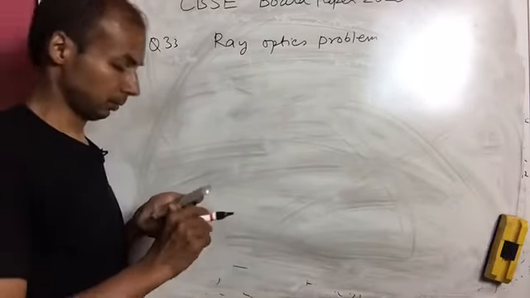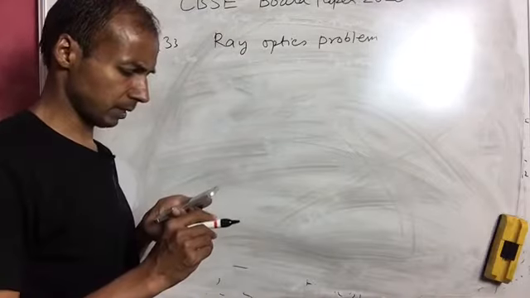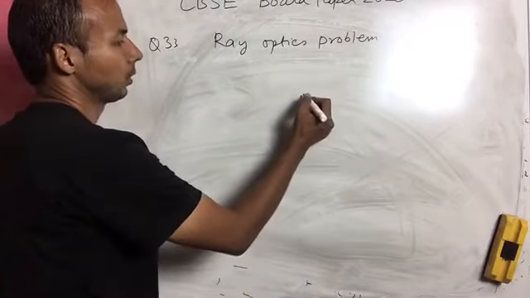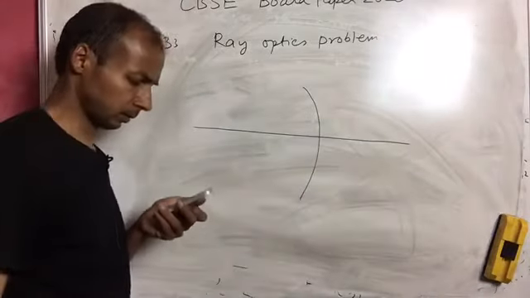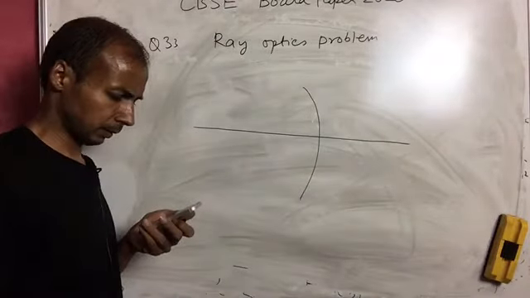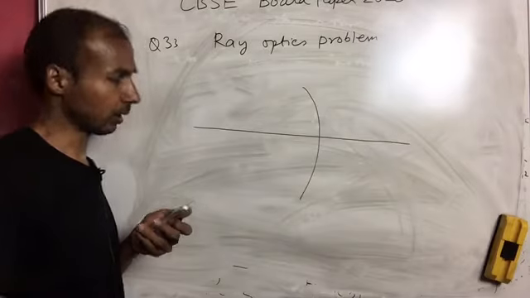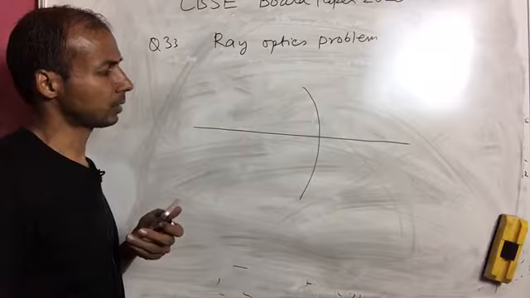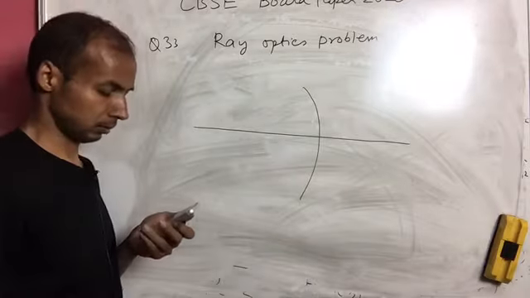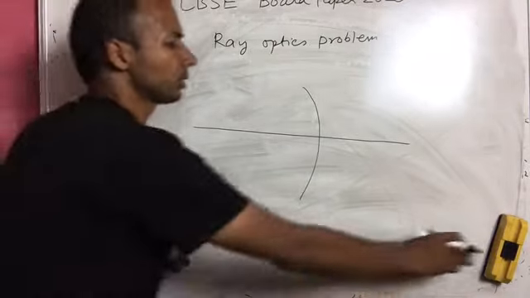Okay, so it is a concave mirror. It is saying that in the concave mirror the image is 3 times the size of the object. A larger image is formed. What are the two positions? Draw the ray diagrams. So the ray diagram is simple.